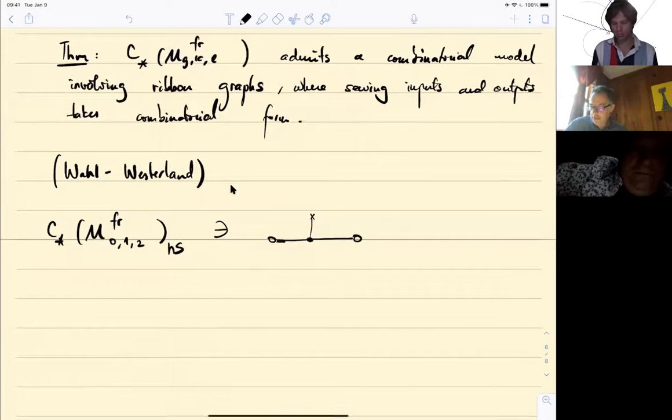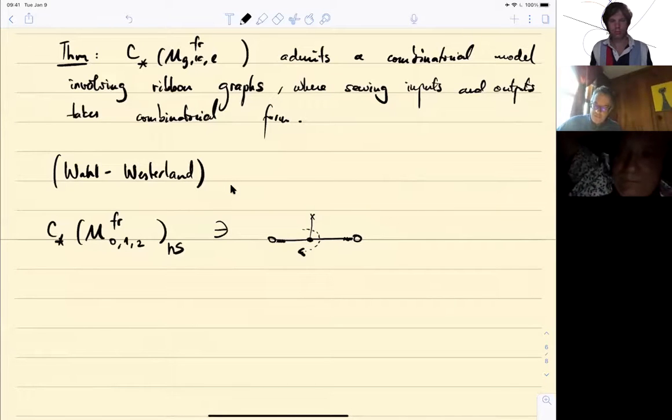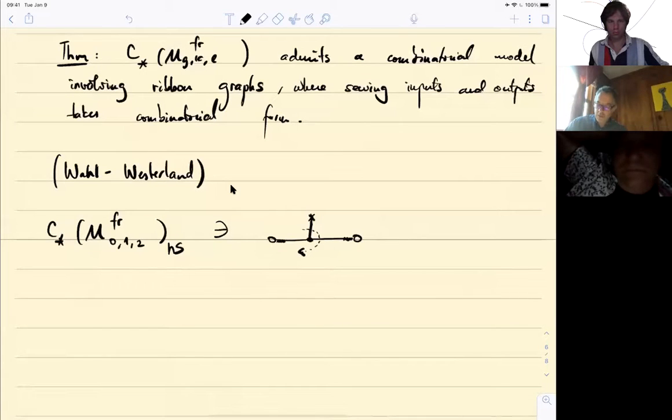And I fear that I will lose a lot of people here, but bear with me for a minute. I will say a few words. What are ribbon graphs? Ribbon graphs are some kind of graphs where you choose a cyclic ordering of half edges at every vertex. So in my convention, there is a cyclic ordering here, which will always be the clockwise orientation. And then in this Wahl-Westerland story, which actually goes back to Kontsevich-Soibelman, every face of the ribbon graph, every connected component of the complement of it embedded in a Riemann surface, in a topological surface, has one leaf, and this is the leaf marking the unique face.